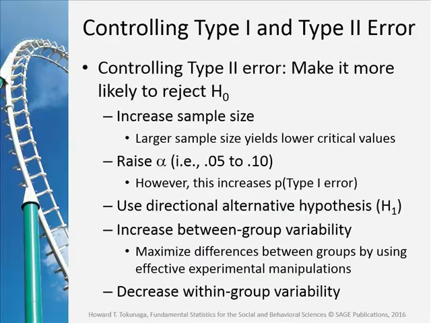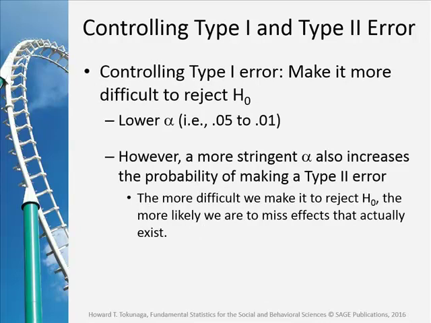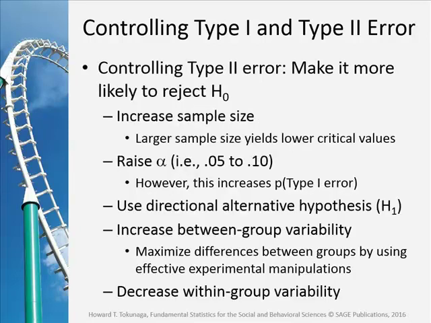Controlling, we talked about that. So we kind of already talked about this. You can control type 1 error by making it more difficult to reject the null hypothesis. But the flip side of that is that if you decrease alpha, you're increasing beta. Practically, how can we help with type 2 error? Increasing the sample size, that usually is a good thing. The closer that we can get our sample to approximate a population, that's a better step. You could raise alpha, but this will increase your type 1 error.